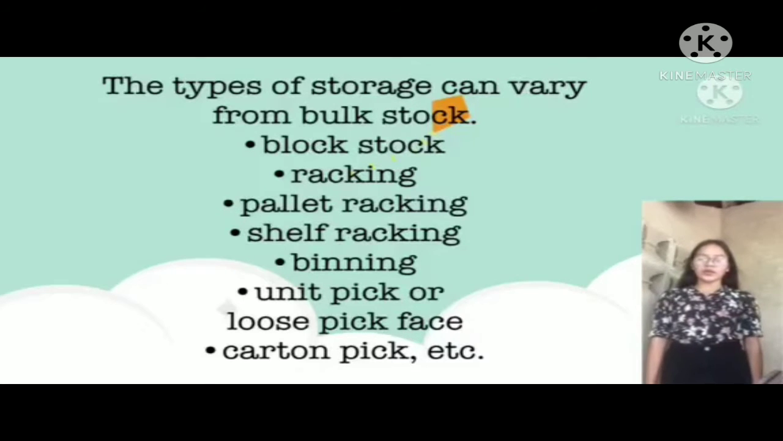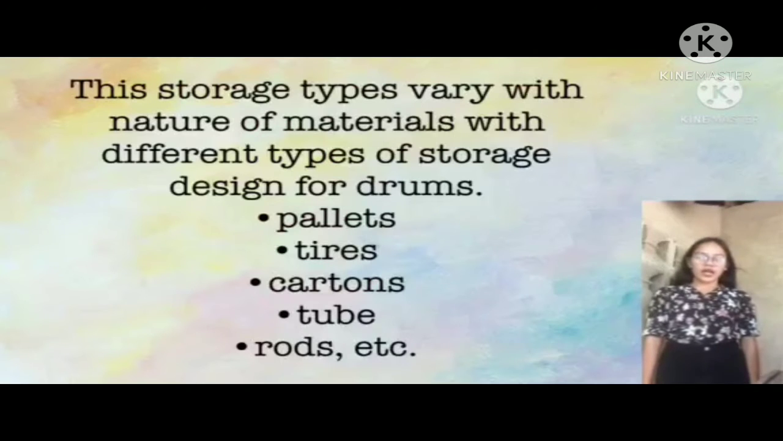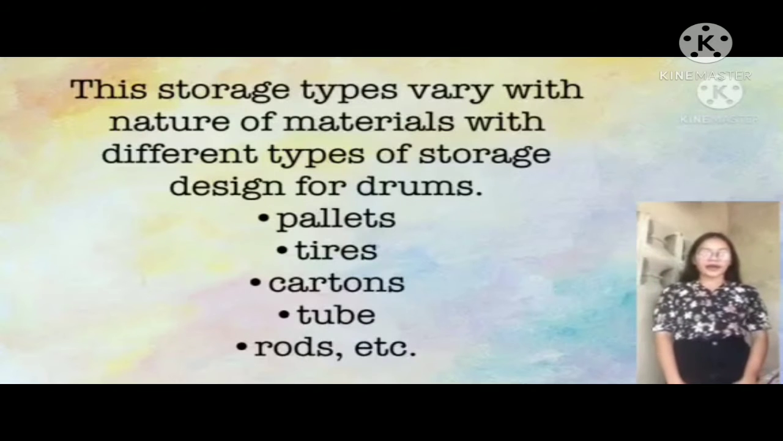Unit pick or loose pick. It reduces error rates and increases efficiencies with the right picking technology for your business. Carton pick. Use gravity flow levels that can be picked from the floor level and using pallet storage. These storage types vary with the nature of materials, with different types of storage design from drums, pallets, tires, cartons, tubes, rods, etc.